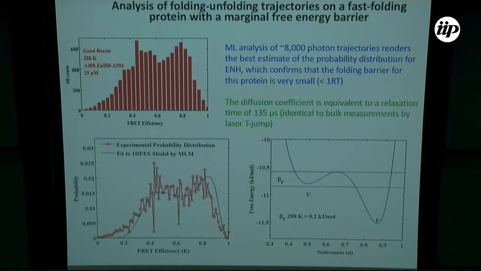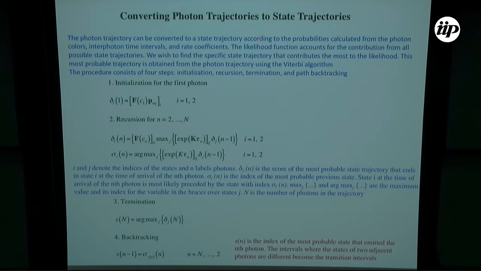Now, the nice thing that you can do about this now is, of course, we have this free energy surface. We have these photon strips. Now what you can do is try to convert these photon trajectories into state trajectories, which is basically trying to find the most likely state trajectory that gave rise to that particular photon trajectory. You can do this with this type of analysis, which is also coming from Szabo. And in this case, what it uses is the Viterbi algorithm.